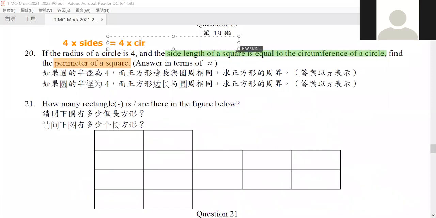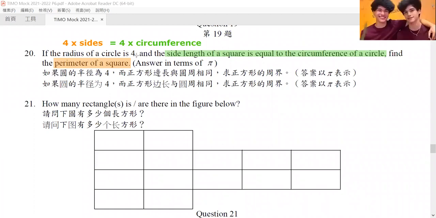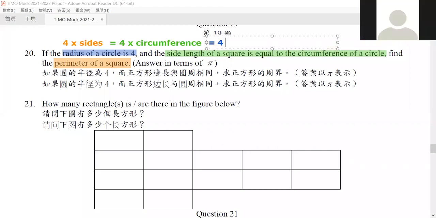So it is equal to 4 times the circumference. Please do not draw on the screen unless I tell you so. But what is the circumference? The circumference is equal to pi times the diameter. The diameter is equal to 8 because the radius is 4. So we know that the answer will be equal to 32 pi.